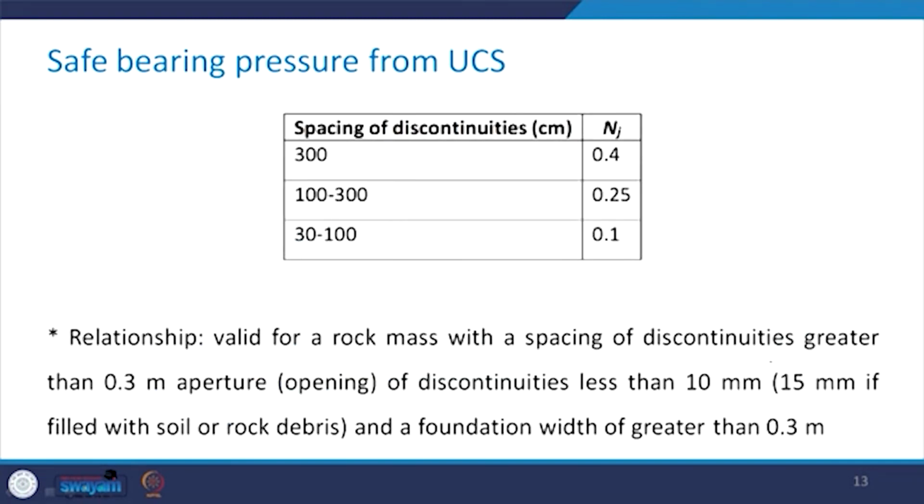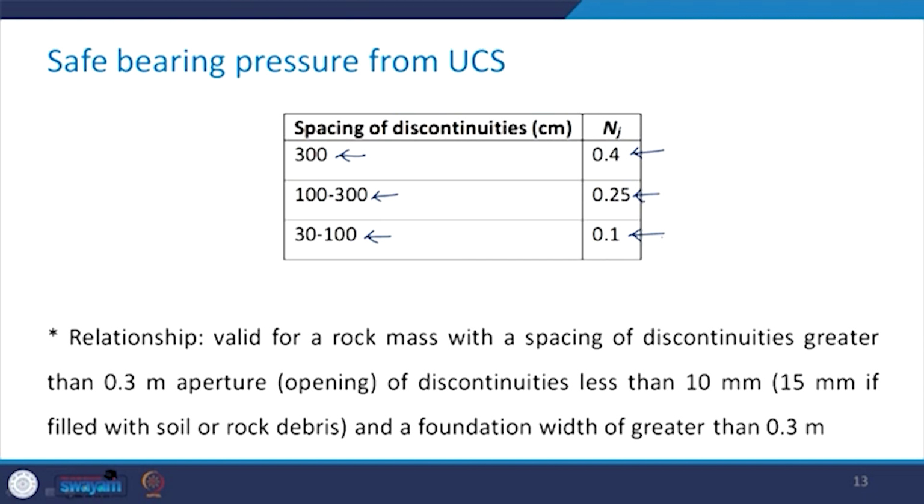Now, based upon the spacing of the discontinuities, you can assign the value of Nj if you do not want to evaluate it from that expression. So this table has been given for your guidance: in case you have the spacing of the discontinuities as 300 centimeter, then Nj can be taken as 0.4. If you have 100 to 300, it is 0.25, and in case the spacing of discontinuities lies between 30 to 100 centimeter, this Nj is 0.1.